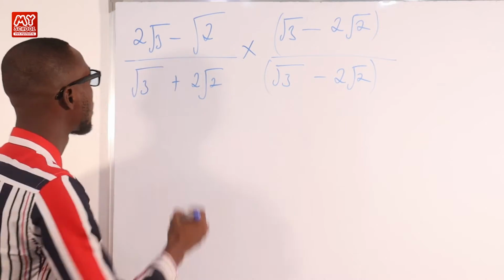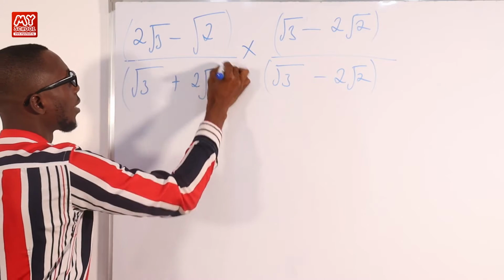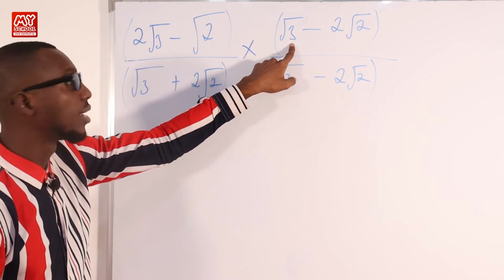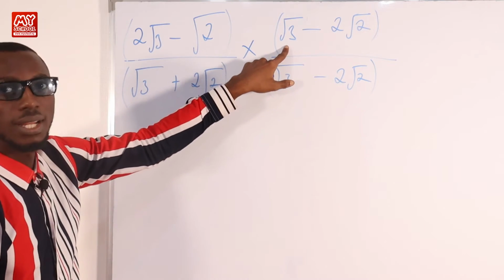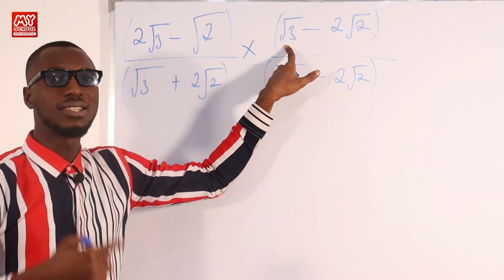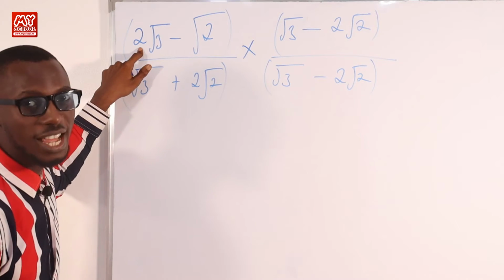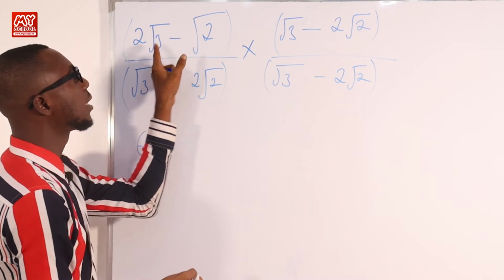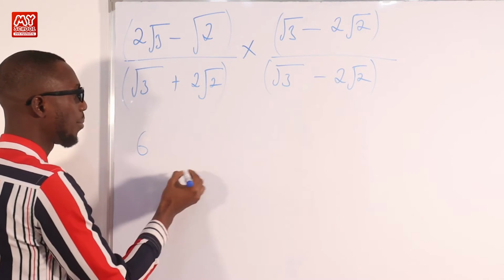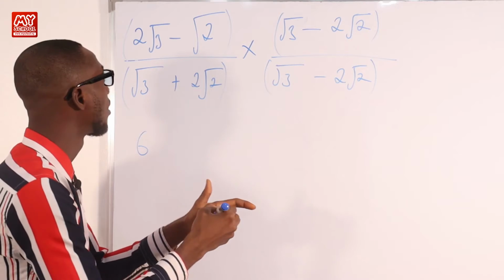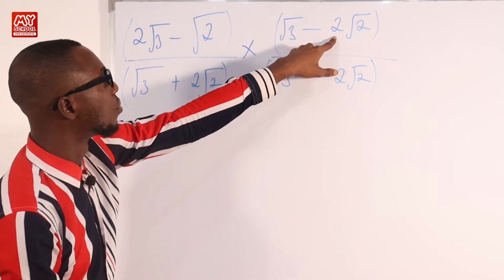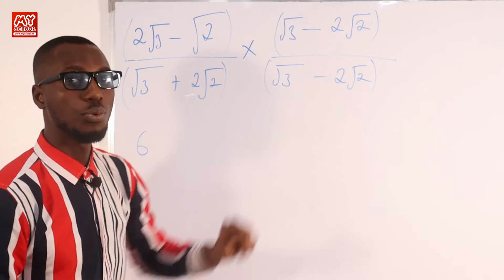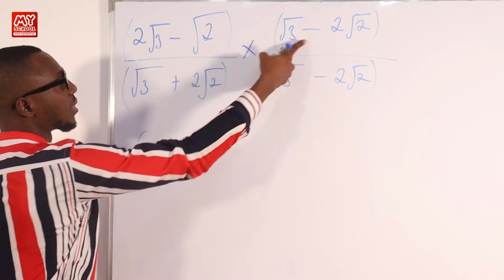Now let's do our simple multiplication. We have 2 root 3 times root 3. Root 3 times root 3 is root 9, the square root of 9 is 3, so 3 times the 2 outside is 6. Then we have 2 root 3 times minus 2 root 2: 2 times 2 is 4, then root 3 times root 2 is root 6, so we have minus 4 root 6. Remember the minus sign.